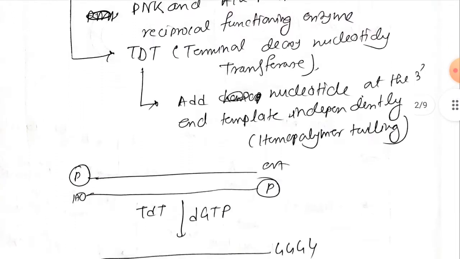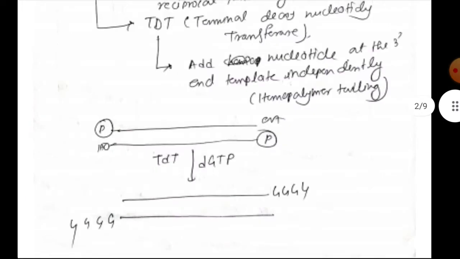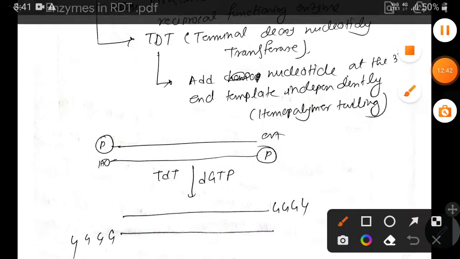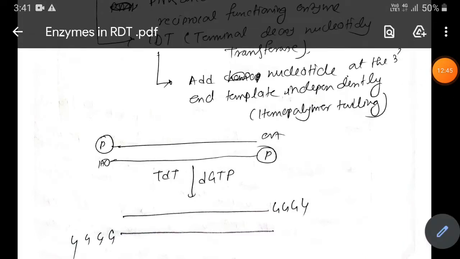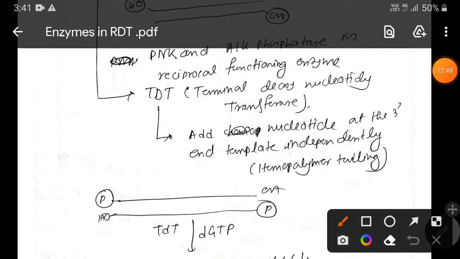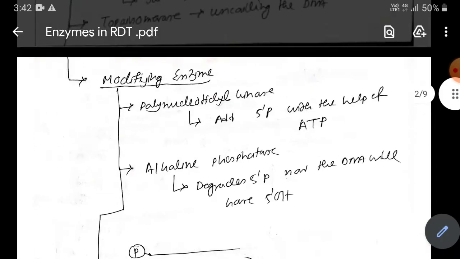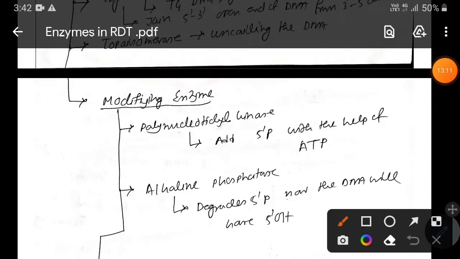And another modifying enzyme that you need to know is TdT. I would personally recommend you to learn this very well, because this is a very important modifying enzyme that you need to remember. They can ask you how you can label the 3' OH group, or how you can label your DNA molecule at the 3' end. And similarly you need to know about polynucleotide kinase very well.